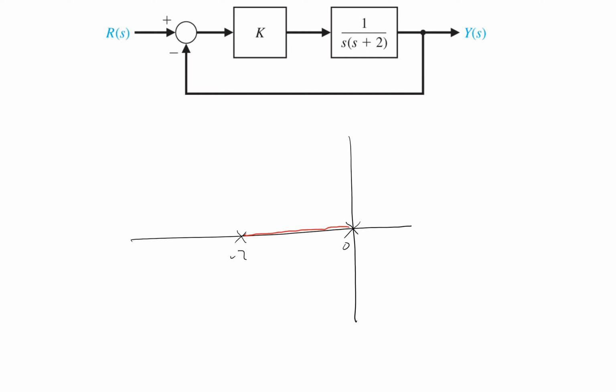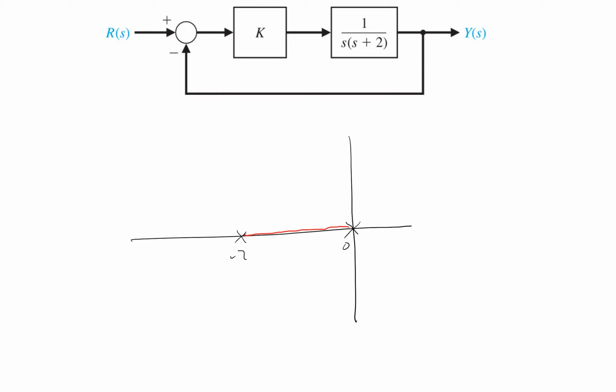Next we are going to think about where these locus are going. They can't just terminate there. They have to go somewhere. If we think about it, we've got two poles and no zeros, so we have two of the locus branches going to infinity, and we know that will be at plus and minus 90 degrees.